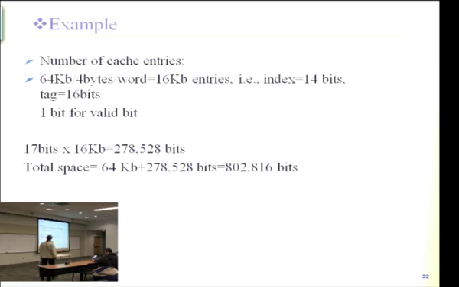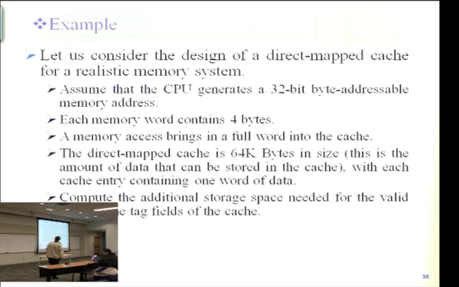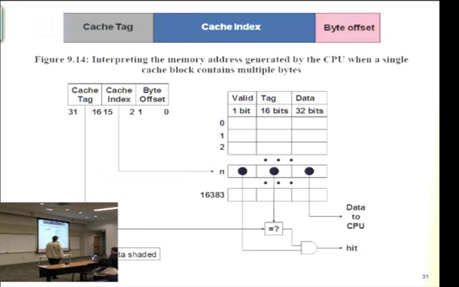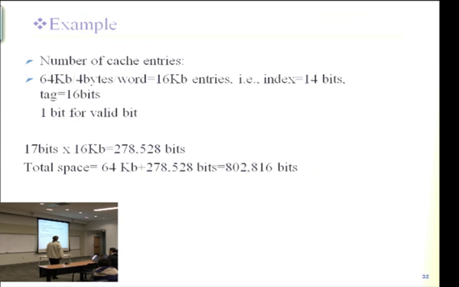So the total space would be 17 bits times 16 kilobytes for each cache entry, and that's this size, and the total space for the data was 64 kilobytes, so this is how you calculate that.